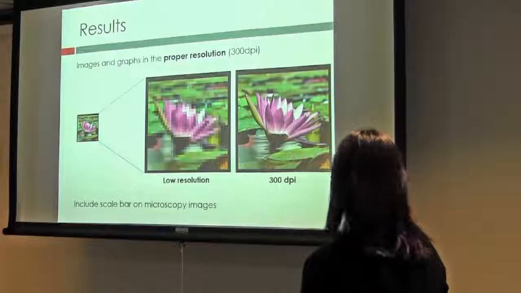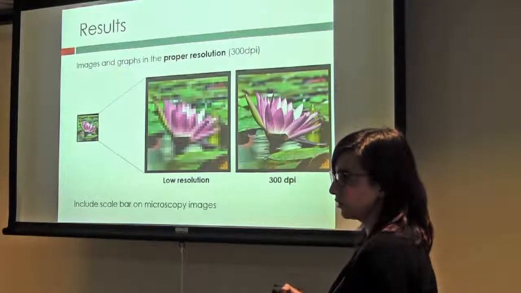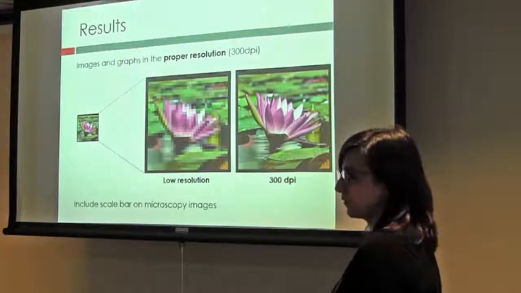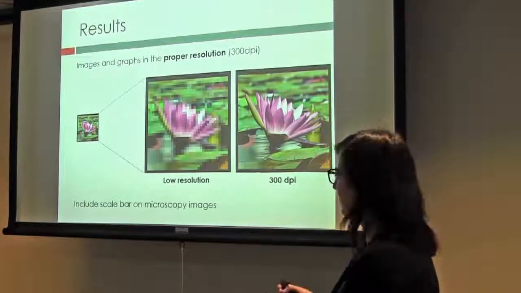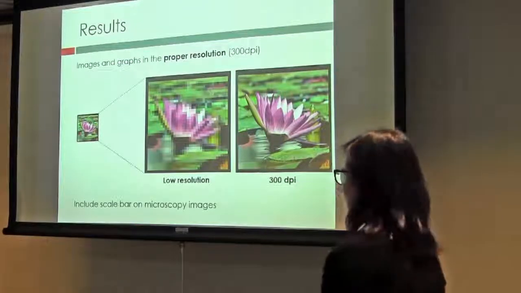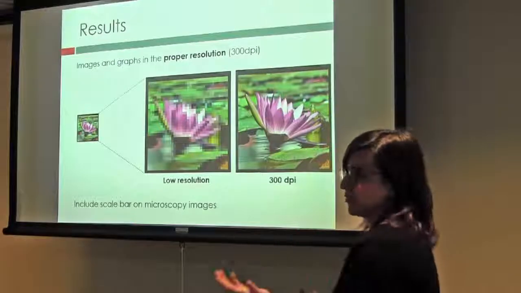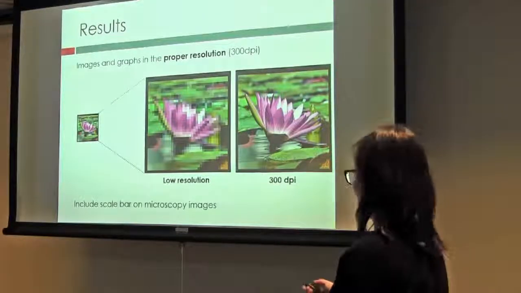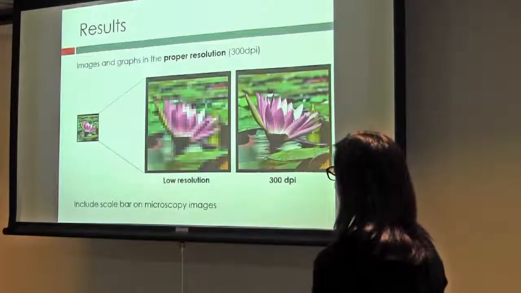And it's also important to include scale bars in all your images, particularly if we are talking about microscopy images, because it can be misleading if you are not including the size, because you may be showing just an organelle, but it's so enlarged that it may look like a cell. So it's really important to know the size of what you are showing.